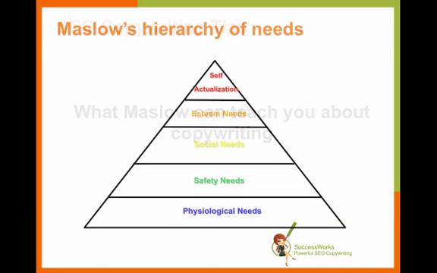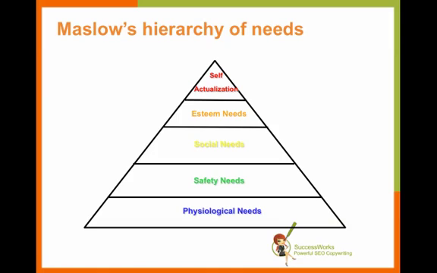So that's why Maslow's hierarchy of needs is so important, because if you can tie your ad copy to something that's part of the hierarchy of needs, then you can actually write more powerful copy because you're really tuning into what people are thinking about and worried about and want to achieve.